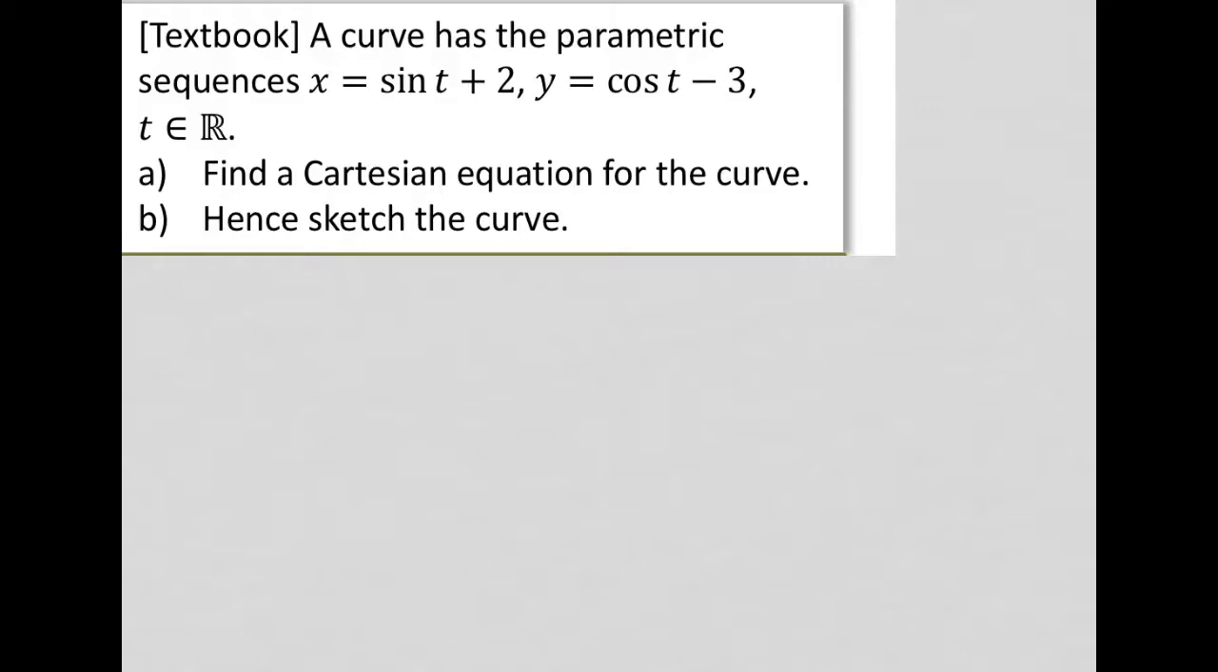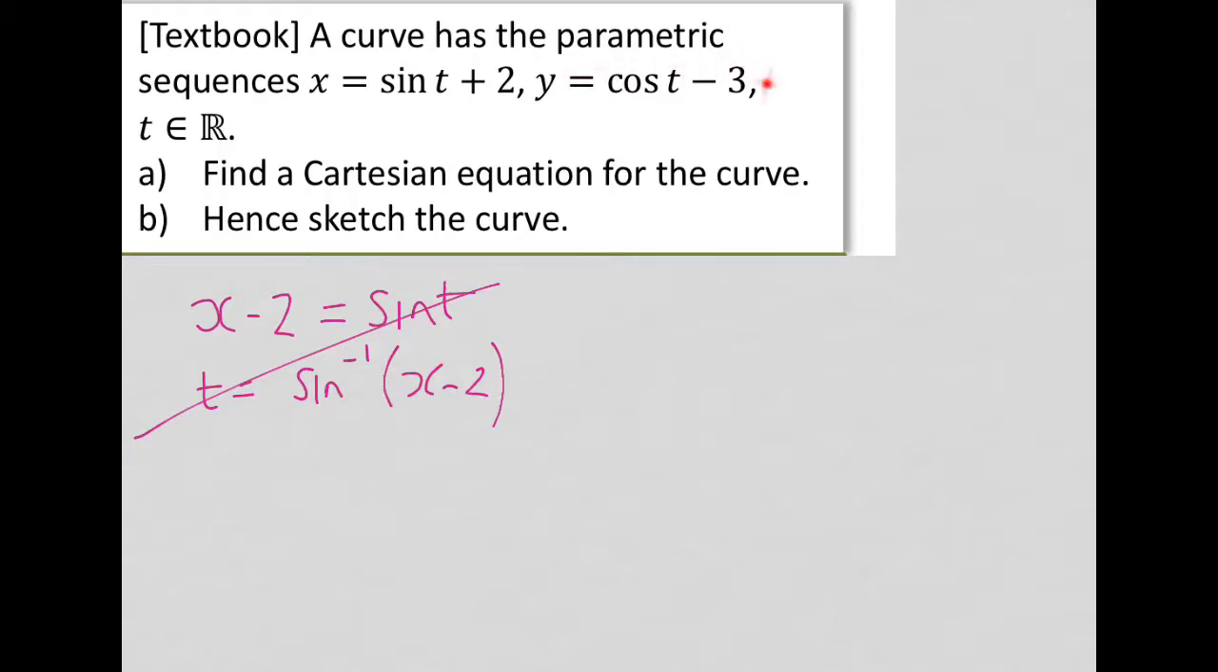If I rearrange this, which is where some people end up going, not a good idea by the way, if I take the x, you could end up with t is sine to the -1 of x minus 2. Personally, I'm not going to carry on from there because that is too complicated. So that is out. The same would happen if I do it with this one here.